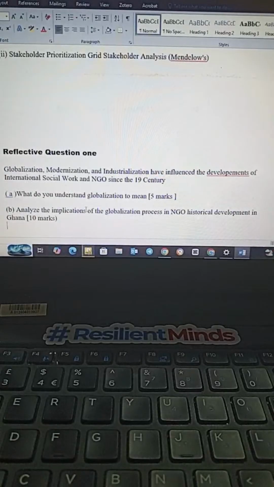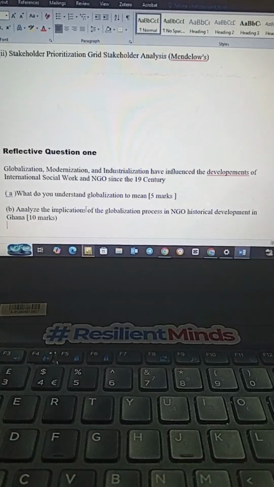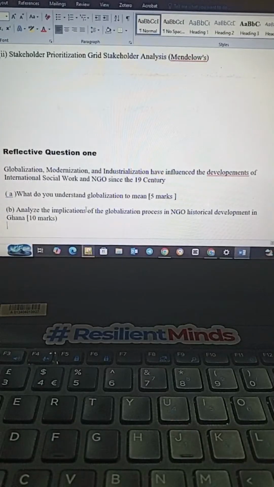So we can have this. This one you can search around it. The implications can be positive or negative. So just make maybe any four, then you just explain them briefly. You are good to go. Okay. Yes. So that is how we will deal with question number one.